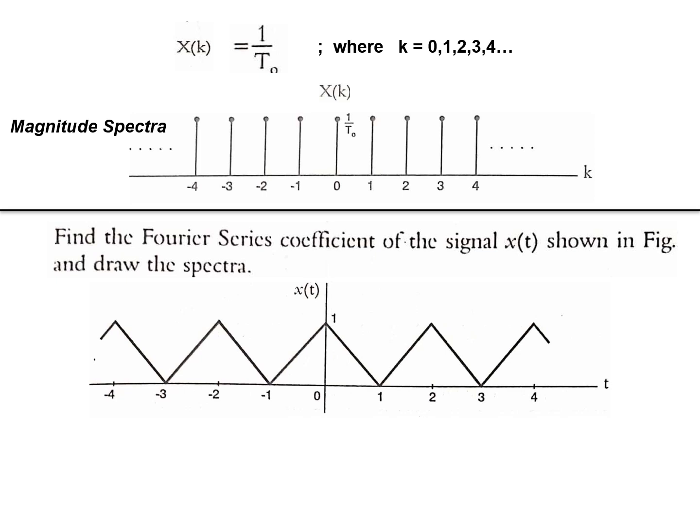Okay, now find the Fourier coefficients of the given signal x of t. This problem is again self-explanatory, so I'm not going to explain much. What I'm explaining is that we have to find a Fourier series once again and draw the spectra. He's asking you to find the Fourier series and draw the spectra. So once again, this is a periodic signal, no? It is a triangular pulse.